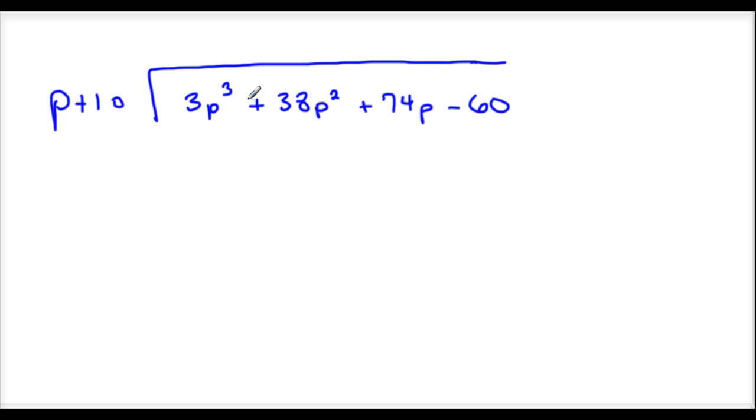Now we're going to go with a cubic term. So now we have the quantity p plus 10 into 3p cubed plus 38p squared plus 74p minus 60. Same concept. P goes into 3p cubed how many times? 3p squared. So 3p squared. Again, I'm putting a square over the square here. So p times 3p squared is 3p cubed. 10 times 3p squared is plus 30p squared.